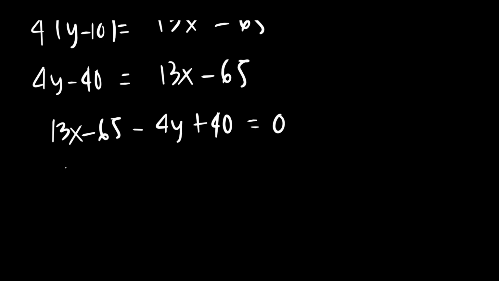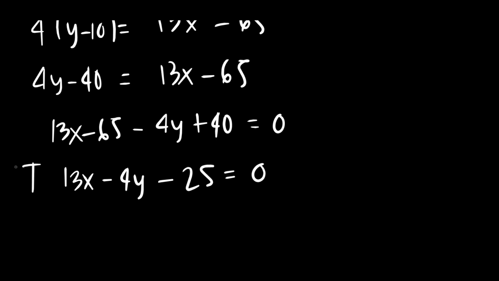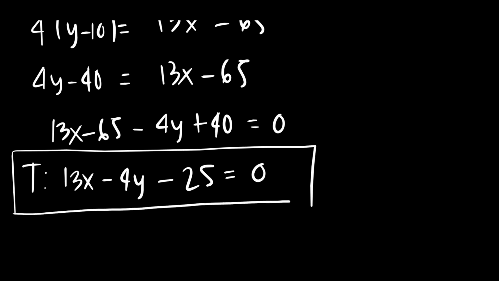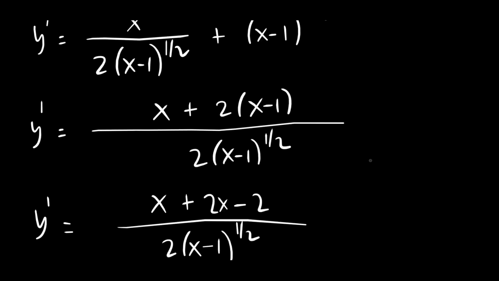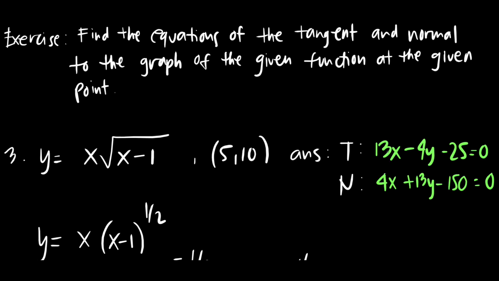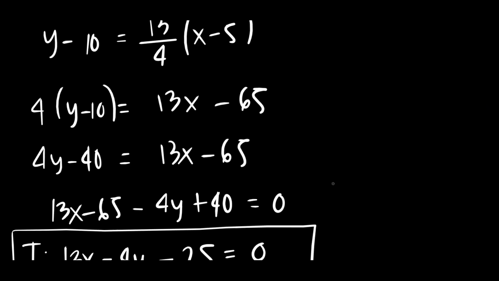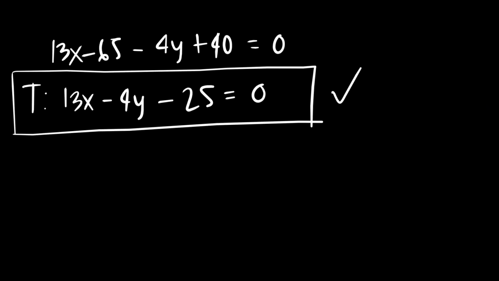So for further simplification, 13x minus 4y, negative 65 plus 40 is just equal to negative 25. So this is now our equation of the tangent. So let's check if our answer is correct. 13x minus 4y minus 25 equals 0. So our answer here is correct.